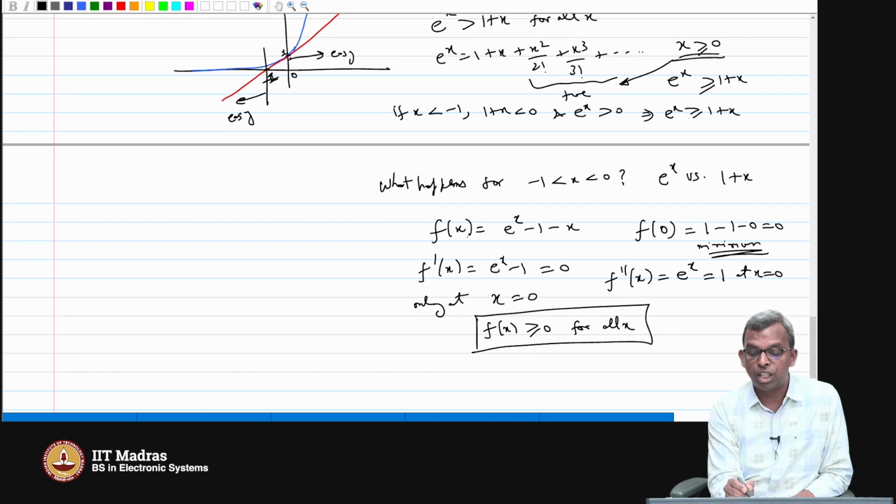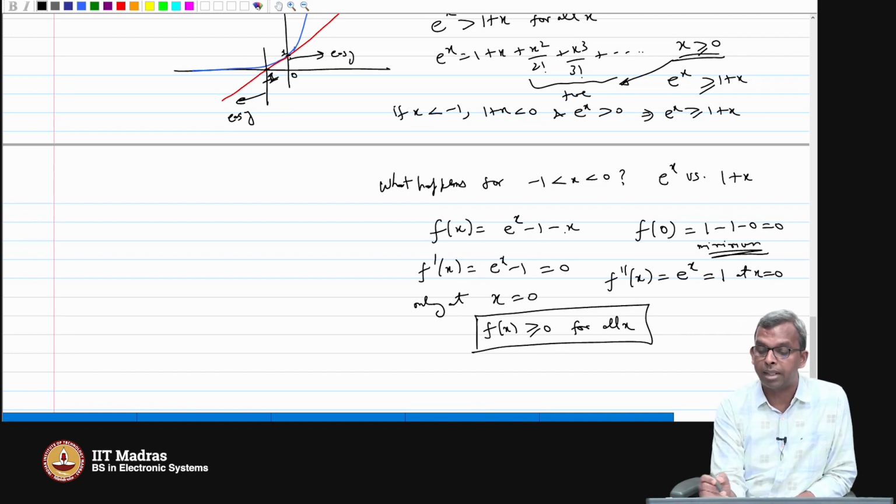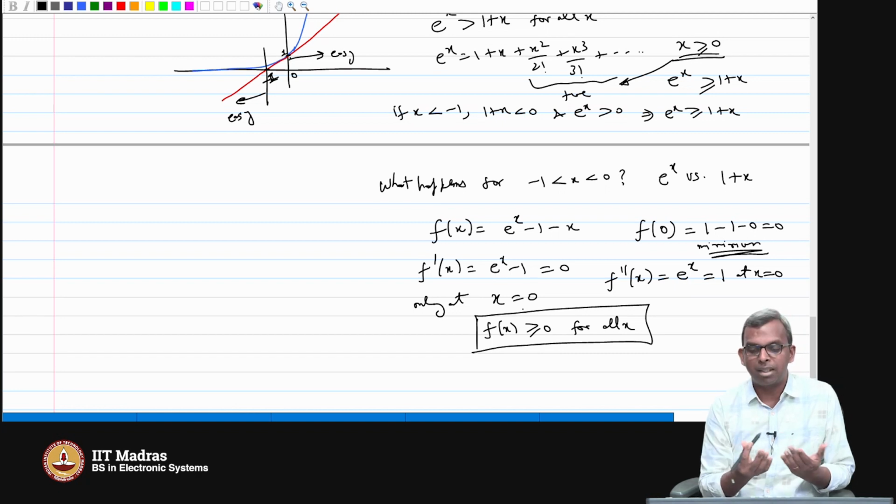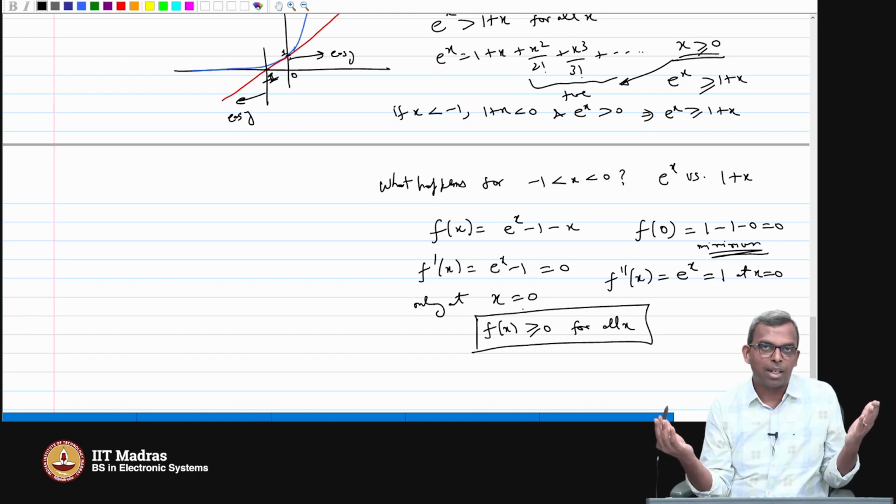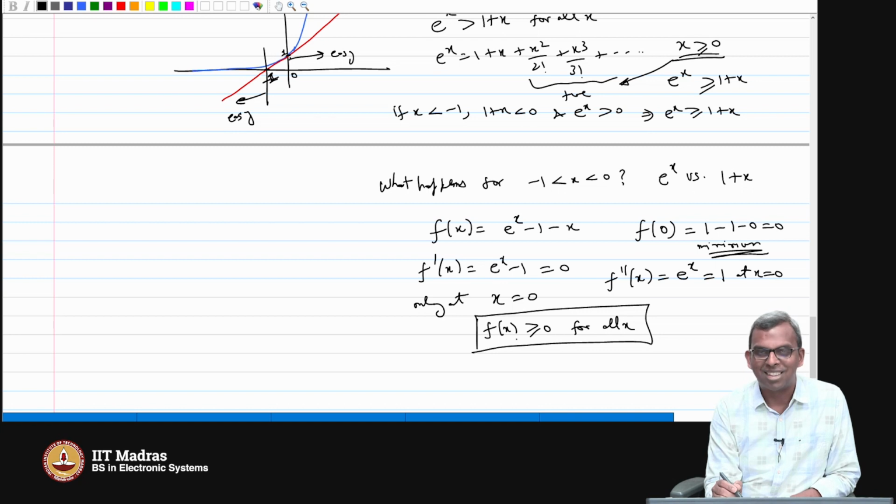Okay. This function f of x, e power x minus 1 minus x, is greater than or equal to 0 for all x because that function has only one critical point, and at that critical point it hits a minimum which is 0. At all other points it is greater than or equal to 0 because it is a minimum, right. So, there is no other value below that. Okay. So, I hope this is convincing to you. So, this way you can use calculus and minimum and maximum and derivatives to prove inequality.